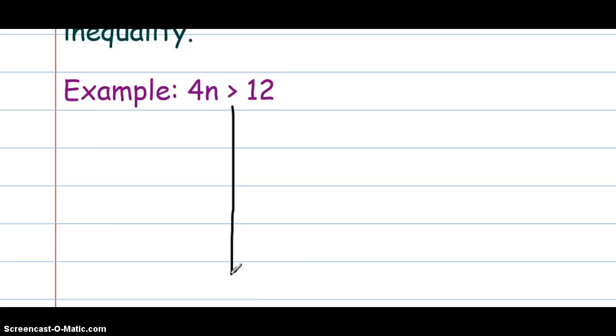So on the left side of our inequality we have 4n, and I want to figure out what that n is. So I need to get rid of the 4. I need to use the inverse operation. Currently, the 4 is being multiplied by n. So the inverse operation would be division. So I'm going to divide both sides of my inequality by 4. On the left side of our inequality, the 4's are going to cancel out and just leave us with n on that side of the inequality.